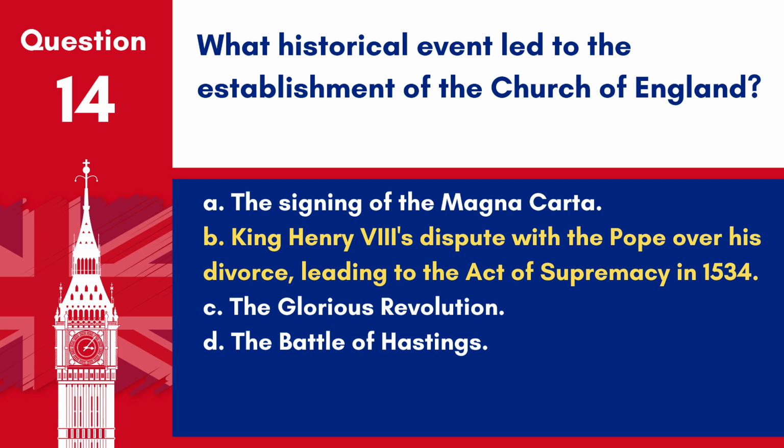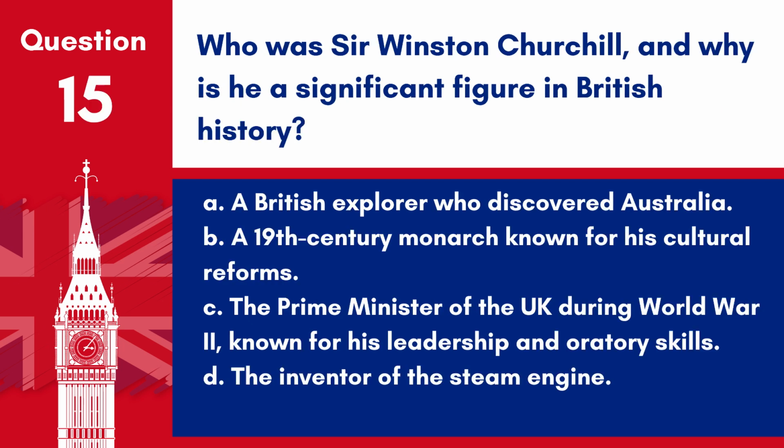The establishment of the Church of England was primarily due to King Henry VIII's desire to annul his marriage to Catherine of Aragon, which the Pope refused to sanction, prompting the king to break away from the Catholic Church. Question 15. Who was Sir Winston Churchill, and why is he a significant figure in British history? A. A British explorer who discovered Australia. B. A 19th-century monarch known for his cultural reforms.